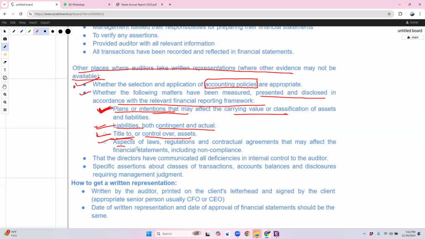The next one: aspects of laws, regulations, and contractual agreements that may affect the financial statements, including non-compliance. Basically, all the laws and regulations, all the IFRSs, any type of contracts that the company has entered into.